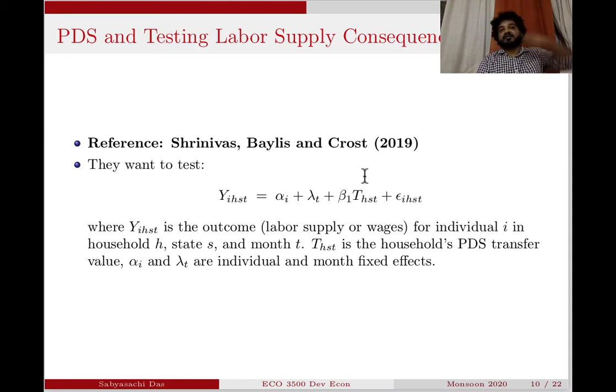So the higher the price of the fair price shop grain was before this 2013 NFSA, the greater will be the change in the subsidy amount, right? So now suppose it was 4 rupees per kilo before for a particular state, now it has to be 2 rupees. So now there is an additional 2 rupees subsidy that each individual is getting for every kilo of grain that they purchase from the fair price shop. If it was 5 rupees, then the change in the subsidy was now 3 rupees per kilo, right?